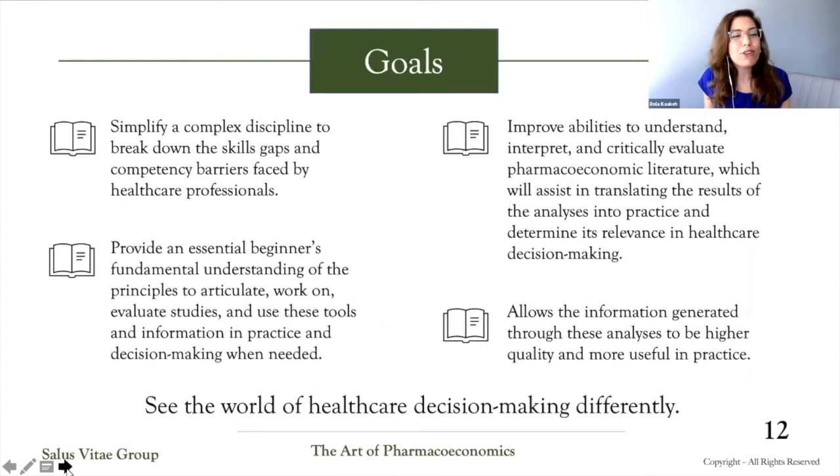Now, there are several goals to me writing this book. The first one is to really simplify a complex discipline. For those that are well-versed in the pharmacoeconomic world, you know that this is pretty technical, to get really deep into it. But in order to allow more people to understand this, to allow more people to be engaged and look at these various different elements, it was important to simplify this complex discipline, to really break down the skills gap as well as the competency barriers that are faced by many healthcare professionals that want to incorporate a more evidence-based decision-making process when they actually choose between their options.